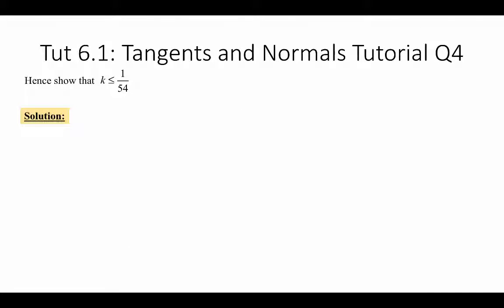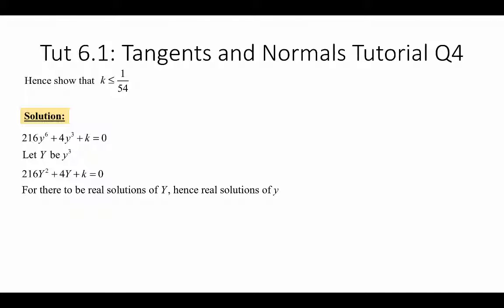Moving on to the next part, we need to show that the constant k is less than or equal to 1/54. Again, we look at what we have just shown. Now, if we let big Y be y cubed, we can simplify this equation into a quadratic. Hence, if there are to be real solutions of y, which means there are solutions to the equation above, all we need is for the discriminant to be greater than or equal to 0. Starting from this, we will eventually reach what we need to show.